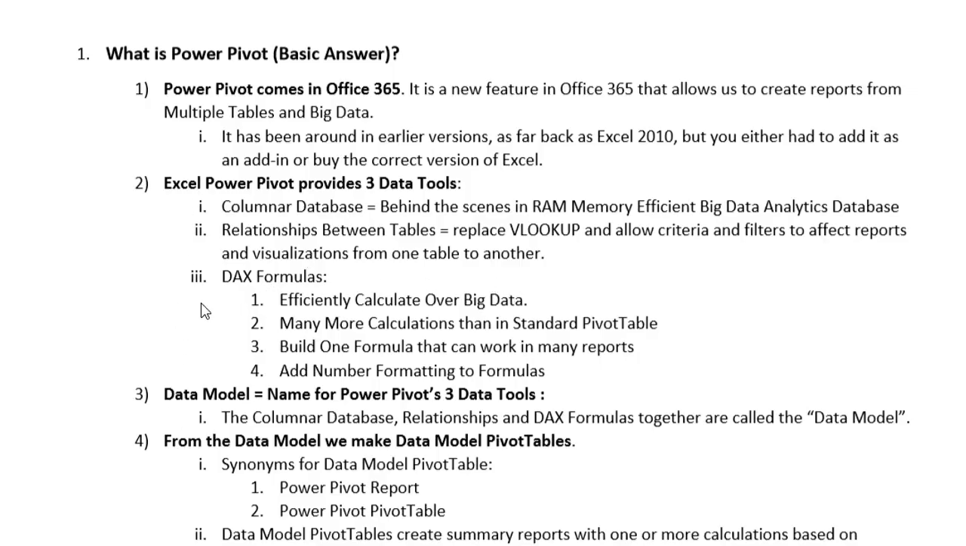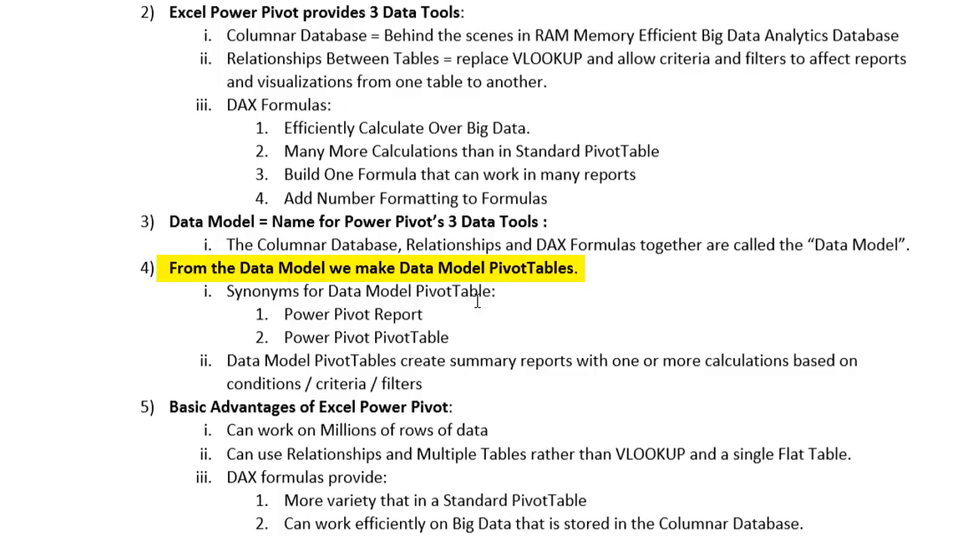Together, those 3 items make up the data model. So when you hear the word data model, you think columnar database. That's our big data, relationships, and DAX formulas. Now, from the data model, we make pivot tables. And to distinguish between standard pivot tables and data model pivot tables, I'll always refer to them as data model pivot tables.